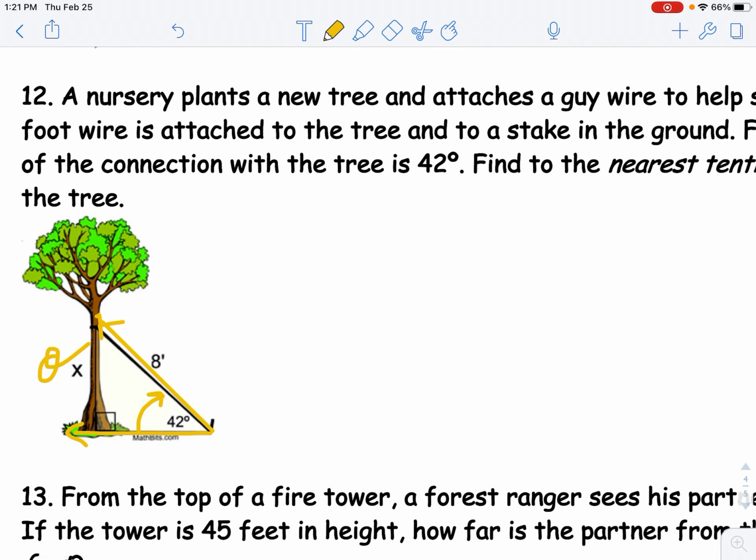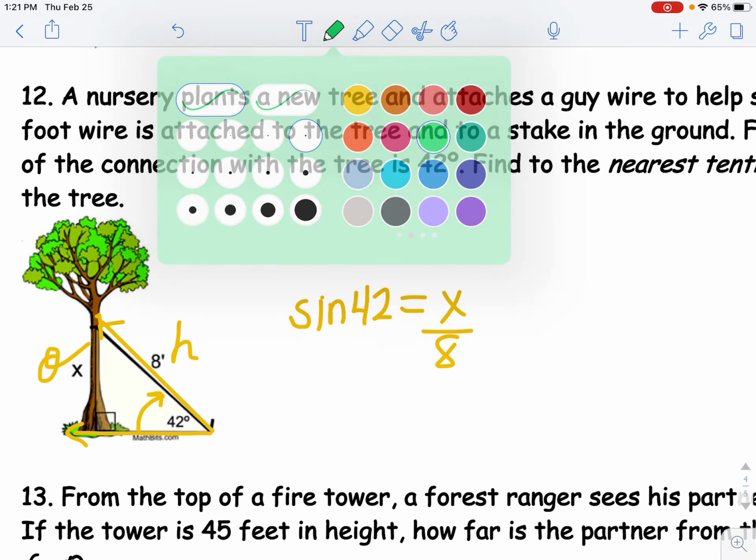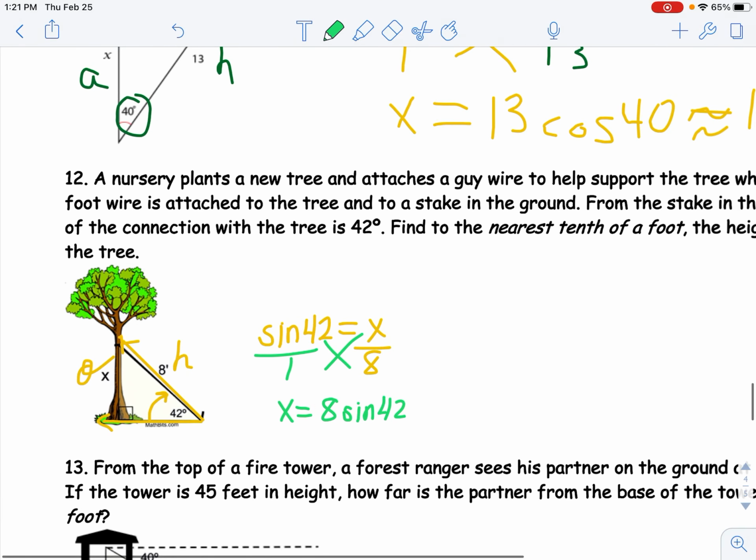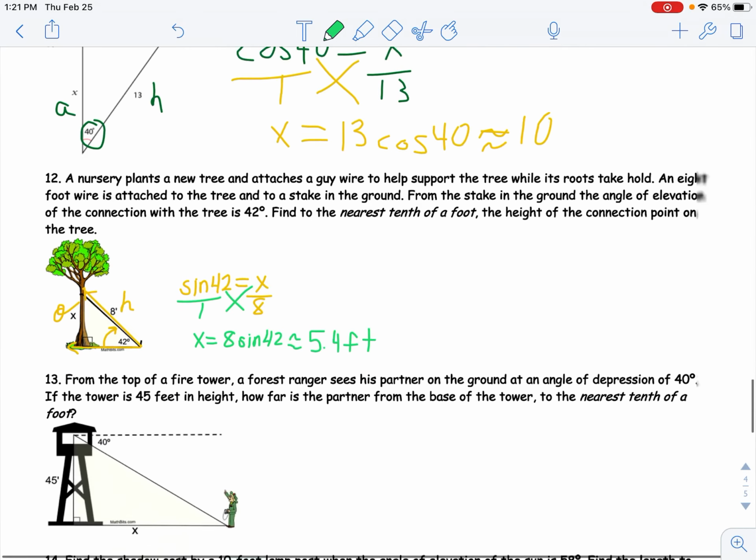All right, so we have opposite, hypotenuse. Hopefully we have this memorized by now. Sine of 42 equals x over 8 over 1. Cross multiply. x equals 8 sine 42. 8 sine 42 is 5.4 feet. That's how tall the wire goes up.